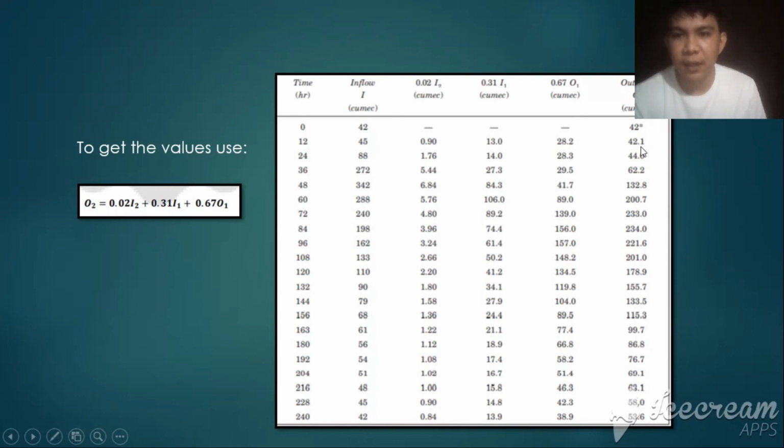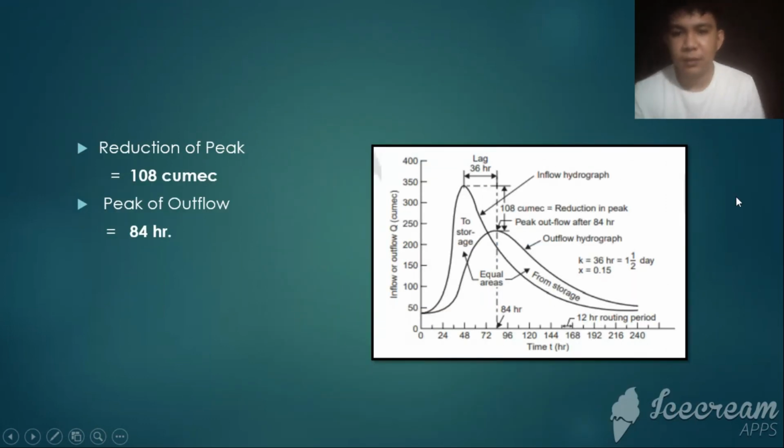Then para ning outflow, so kanilang gihapon. So plus lang nato ning tulo. So 28.2 plus 13.0 plus 0.9. So makuha nato ning 41.1. So i-plus lang nato ning tulo. So karon kung graph na siya is mao ni siya ang nawong.